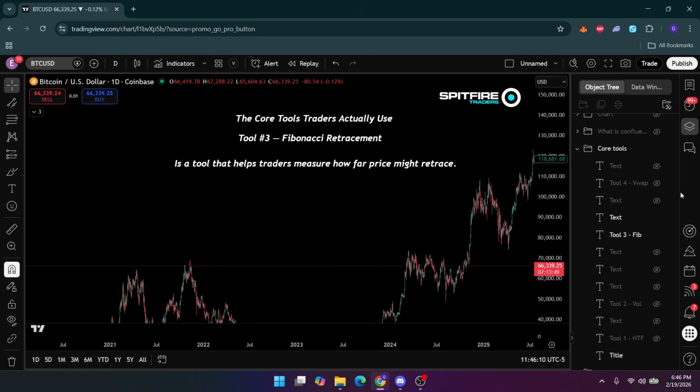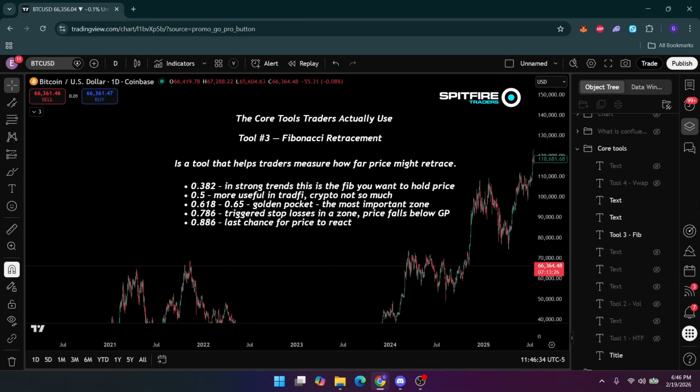The market rarely moves in a straight line, so instead of panicking over a pullback in a strong trend, you can use Fib retracement to identify the zone from where you can jump in the trend again. Fib shows you common retracement areas like 0.382. In strong trends, this is the Fib you want to hold price. 0.5 is more useful in TradFi, crypto not so much. 0.618 to 0.65 is also called the golden pocket and is the most important zone in the Fibonacci tool.